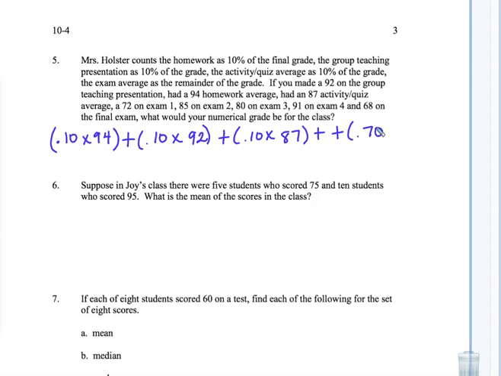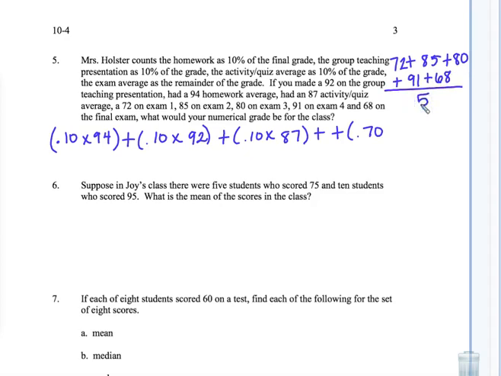So I have to average the exam, so I'm going to have to go off to the side and do that. I made a 72 on exam 1, then I made an 85, then I made an 80. I'm going to have to go down here. Then I made a 91, and then I made a 68. And I need to add those 5 tests up and then divide that by 5.